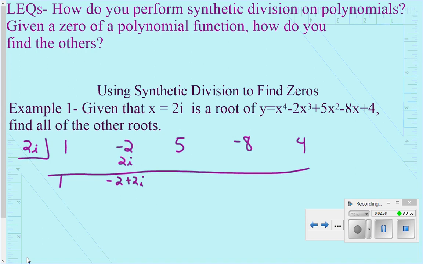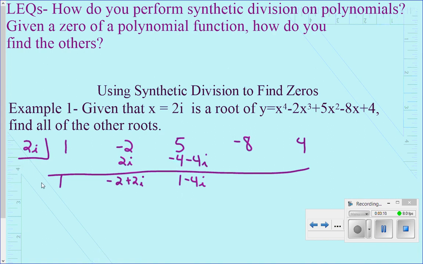2i times -2 is -4i, and 2i times 2i is +4i squared. Well, +4i squared is equal to -4, so I'm going to write that below the 5, and then I already said the -2 times 2i was -4i. So next I'm going to add, so 5 plus -4 is 1 minus 4i. So now I'm ready to do 2i times 1 minus 4i.